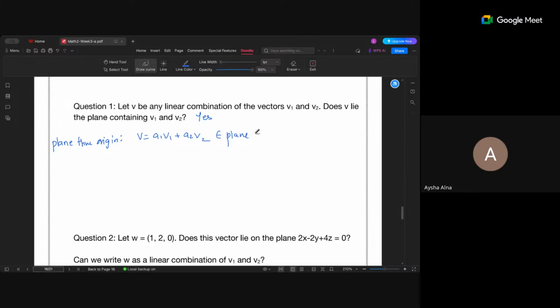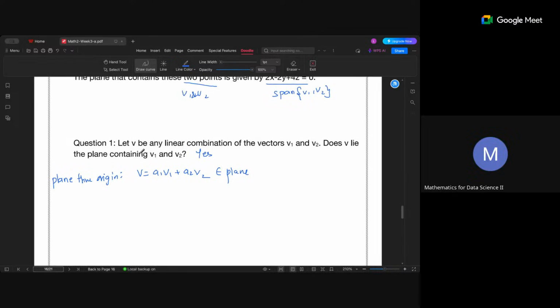But it's not given that it's passing through the origin, right? Why am I saying that V lies in the plane containing v1 and v2? Maybe I should be more precise. What is the span of v1 and v2? All linear combinations. When I consider all linear combinations, does it contain 0 or not? Suppose I am considering the span of v1 v2. This is the plane I am talking about. Will any linear combination be there? It will obviously be there.